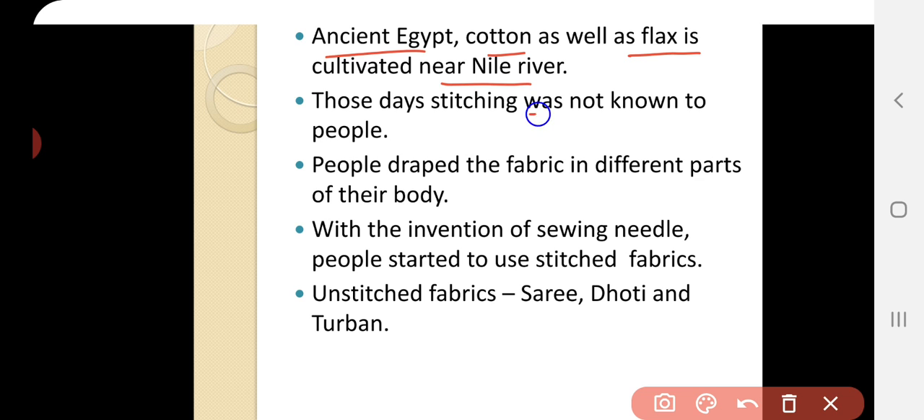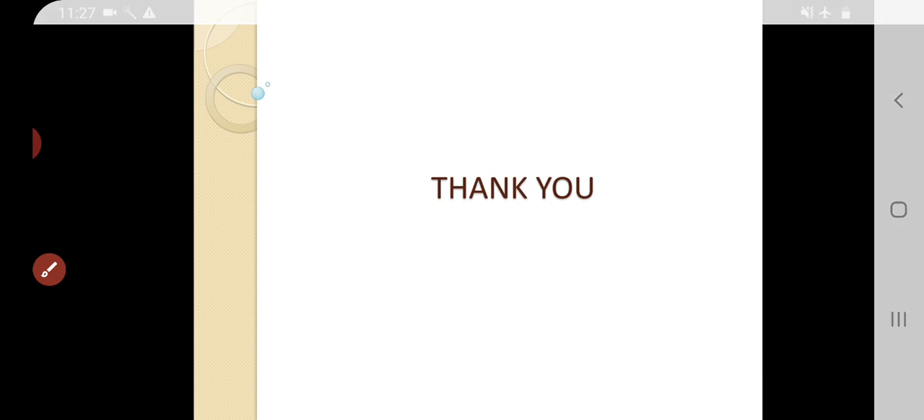In those days stitching was not known to people, so they were not aware of stitching clothes. They made a fabric, and without stitching they draped the fabric on different parts of their body. After the invention of sewing needles and sewing machines, people started to use stitched fabrics. Unstitched fabrics are still used, such as saris, dhotis and turbans. So this is about the fiber to fabric chapter. Thank you.